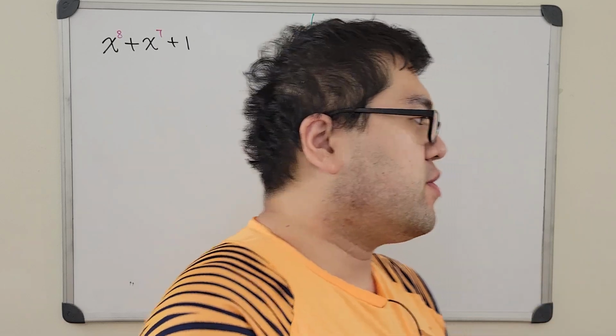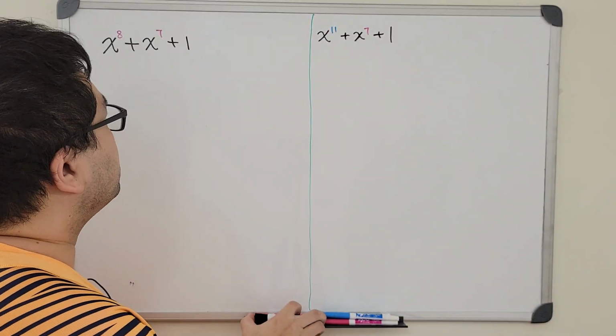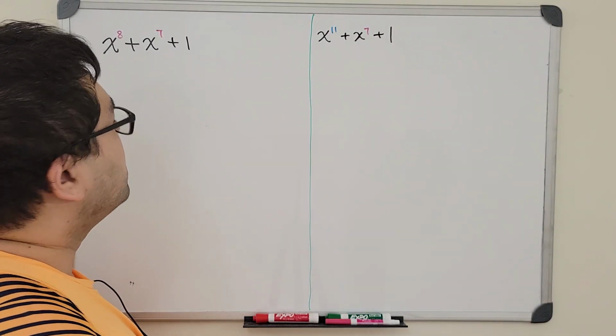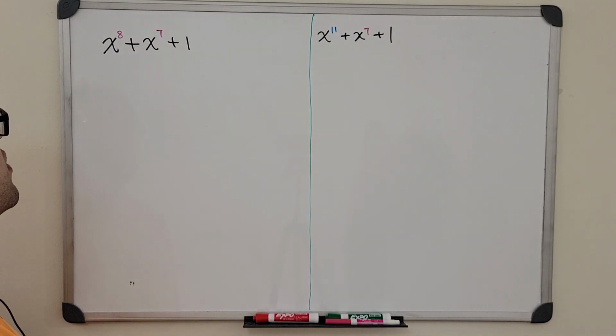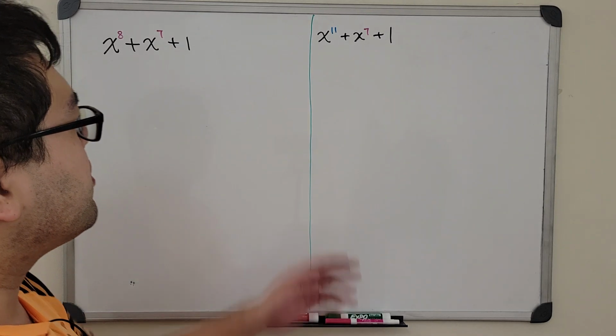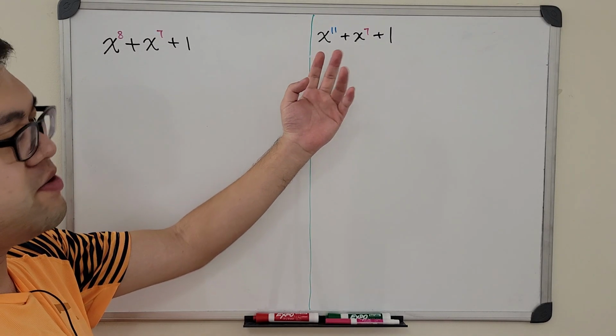Hey viewers, welcome back. So today we're going to look at the two following expressions. The first one says x to the 8th power plus x to the 7th power plus 1. And the second one, we're going to change the first term into x to the 11th power.